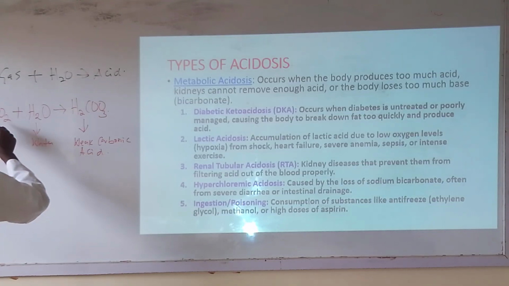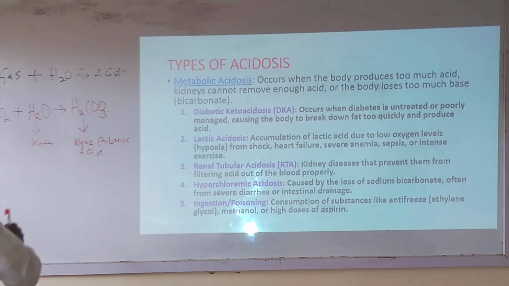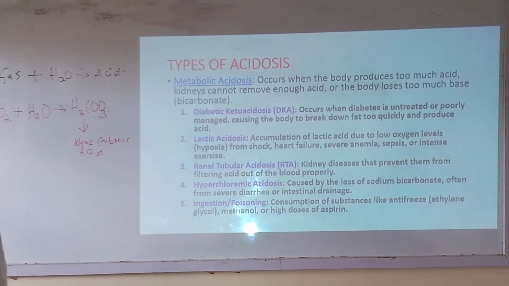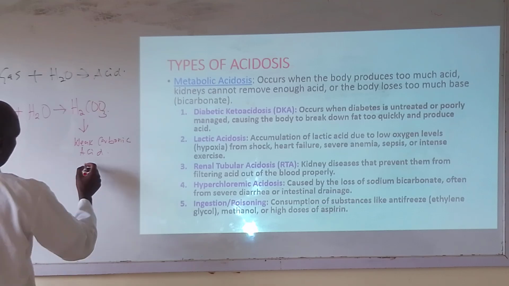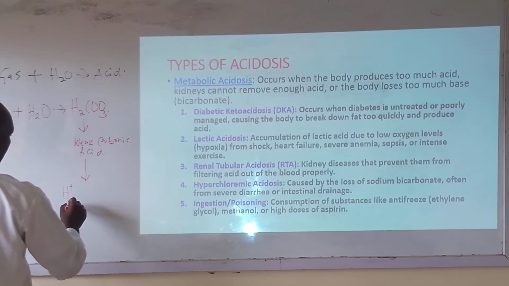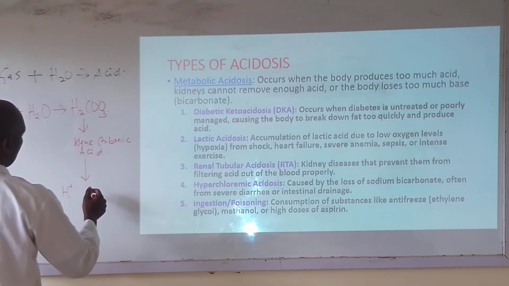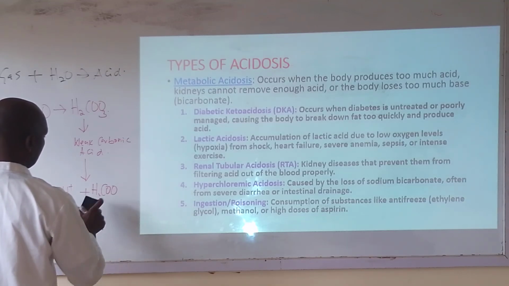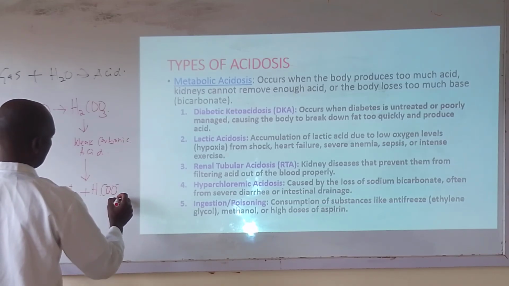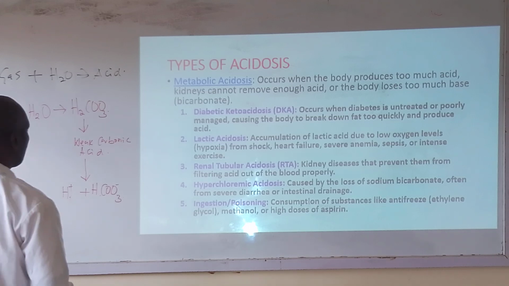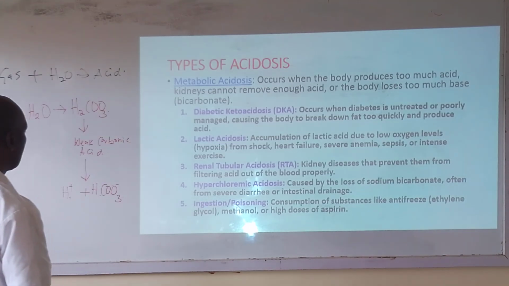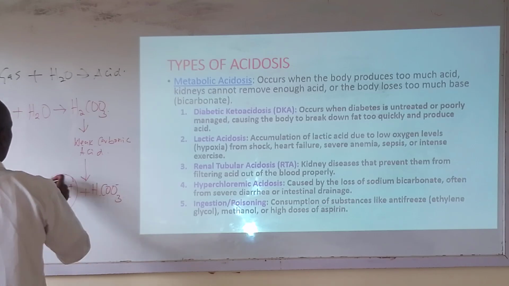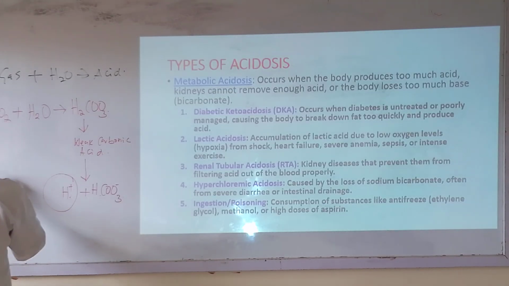When you add carbon dioxide into water, you'll get a weak carbonic acid. And this carbonic acid, as the name goes, weak, it can dissociate into hydrogen ions plus bicarbonate ions. It can dissociate into hydrogen ions and bicarbonate ions. And accumulation of hydrogen ions is what leads to acidity.